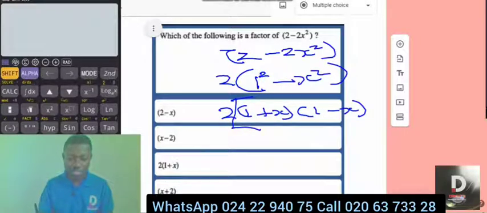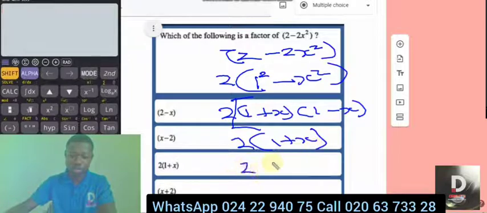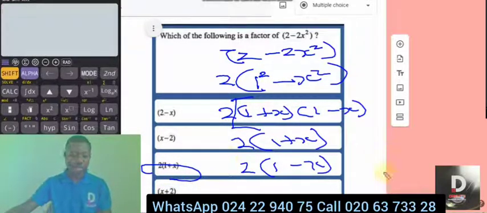So now look at the work carefully. If I have to split it, what does it mean? It means that 2 into bracket 1 plus x is one factor. You know that one is a factor. Then also 2 into bracket 1 minus x is also another factor. So either of them could be answered. Which one is correct? So option C is the correct answer. Are we okay with that? Right. So let's move to the next question, question 2.